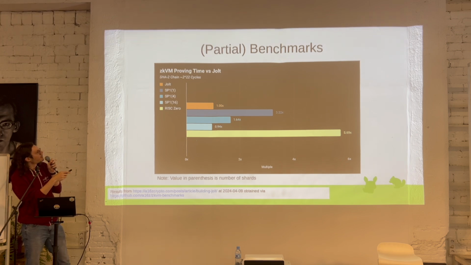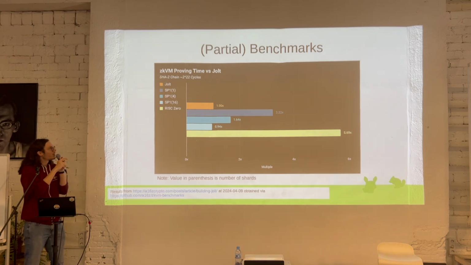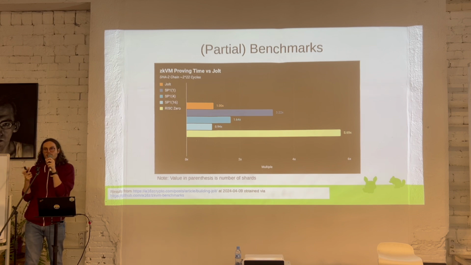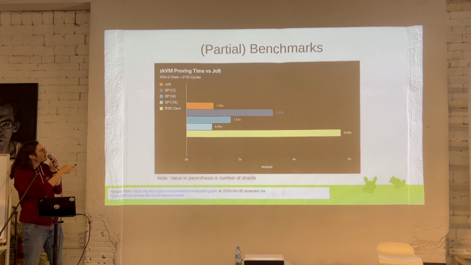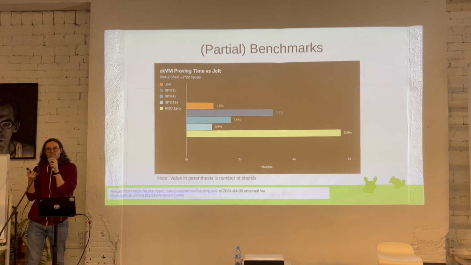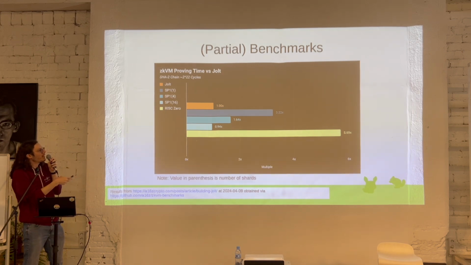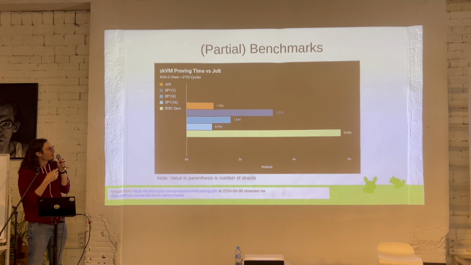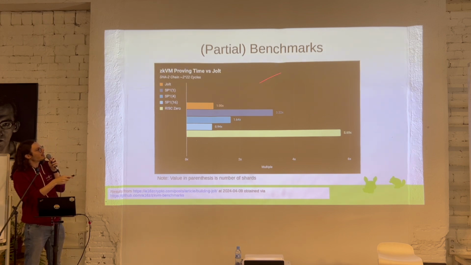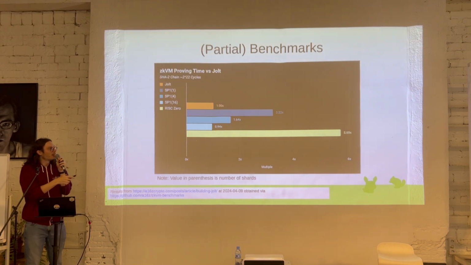And currently, for SP1, this number in parentheses is the number of segments. Segments are very easy to parallelize. So if there are many cores and computing a single segment is not fully parallel, when you do more segments in parallel, of course you get better performance. But the main takeaway for me is that they are all in the same order of magnitude.